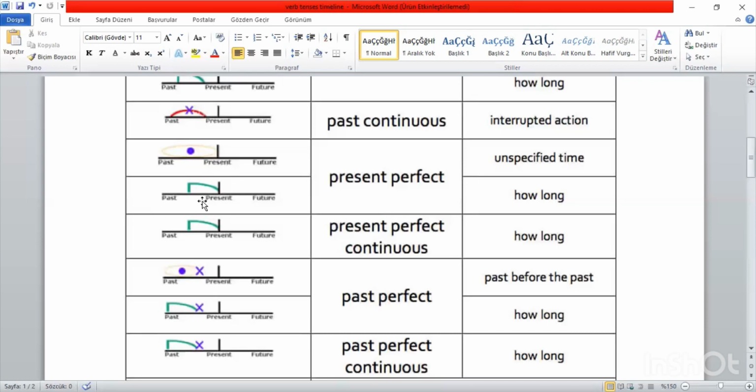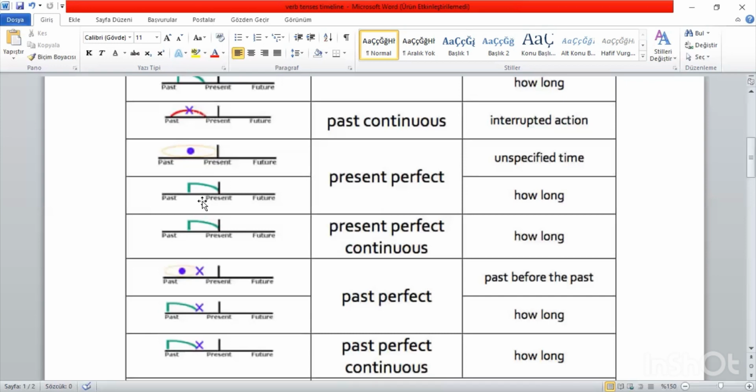First of all, the time is not important in present perfect tense, okay? When did this happen? It is not important in present perfect tense. So it means that it is unspecified time. The most important thing is the action itself, okay? Or the effect of the action.